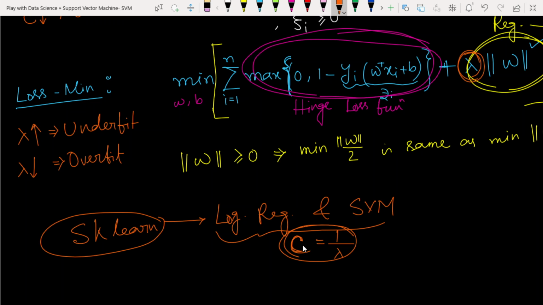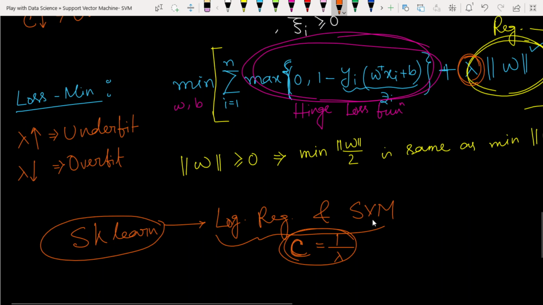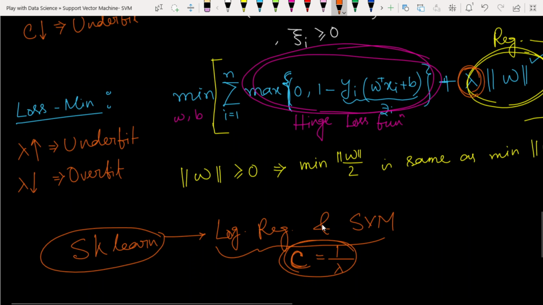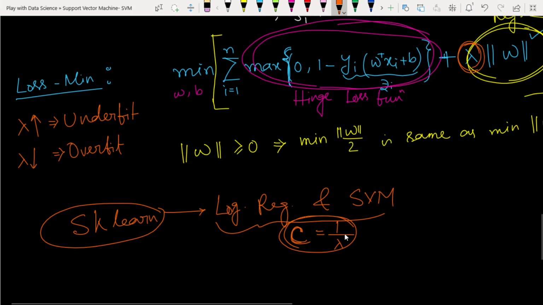In logistic regression, if we increase the value of C, it will overfit, and if we decrease the value of C, it will underfit, and the same holds for SVM. Mathematically, we have taken lambda as the regularizer in logistic regression, and in SVM we have taken the hyperparameter C. But both are the same, both are actually hyperparameters, and one is the inverse of the other. Both do the same work.